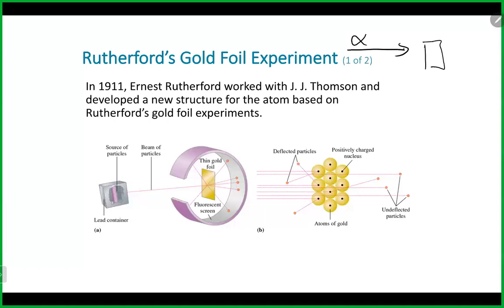What they actually saw was that when they shot the alpha particles at the pieces of gold foil, most of them just sailed right through, no problem.